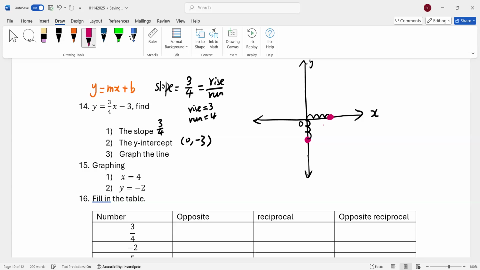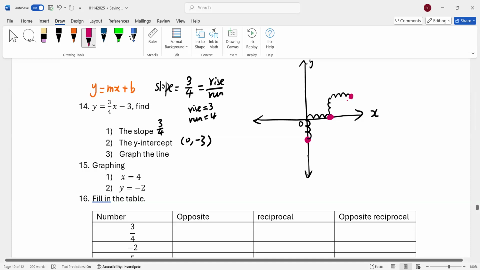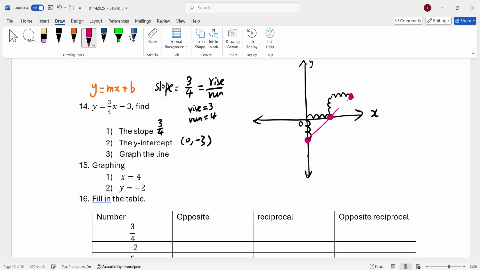different point. You can continue doing the same thing more times. 2 points are enough, but if you want more points, you can do the same thing. What same thing? You rise 3, 1, 2, 3, and then run 4, 1, 2, 3, 4, right? And you would have another point. As many as you want. You will see those points are all collinear. They should be on the same straight line for sure. And now you have your straight line.